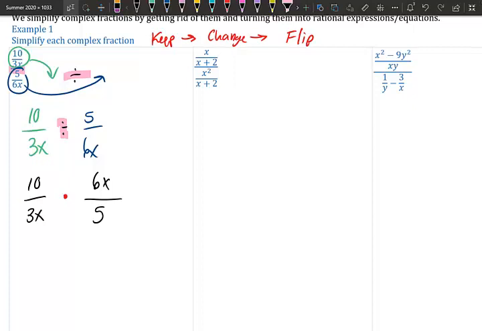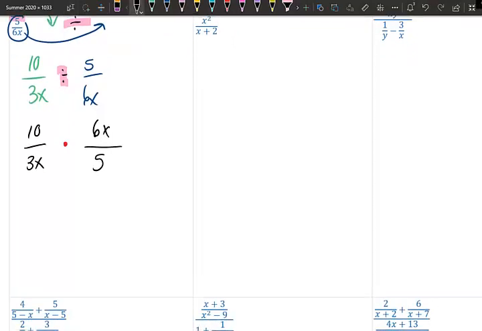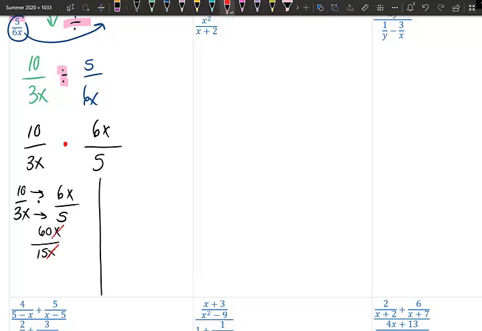All right. There's two ways that we can do this. One of the ways is to multiply straight across. I'm actually going to show you both ways here. So we'll have 60x over 15x. And then we simplify. So the x's cancel, and then 60 divided by 15 is 4. So that's one way to do that.